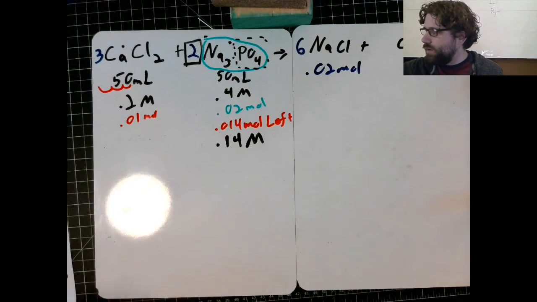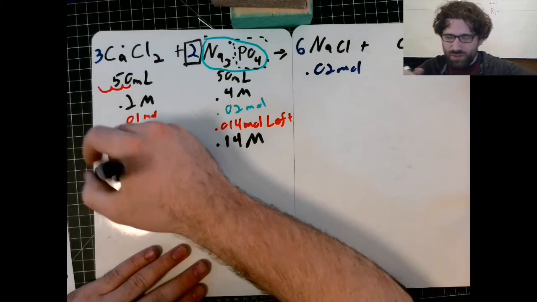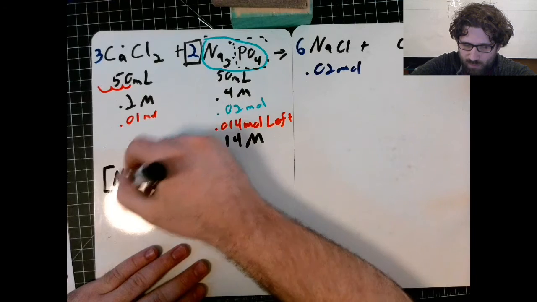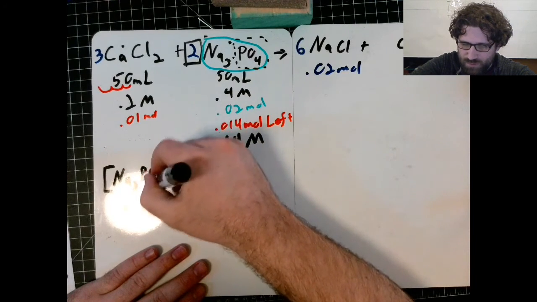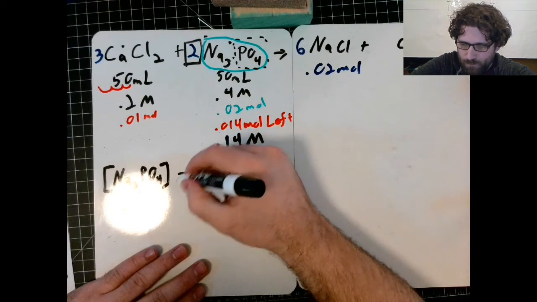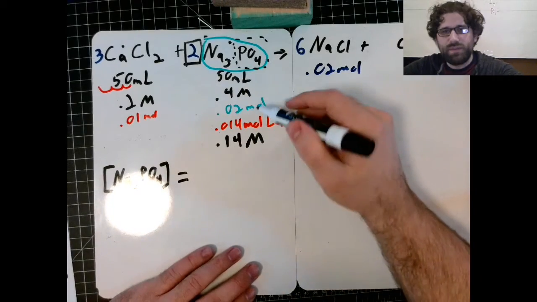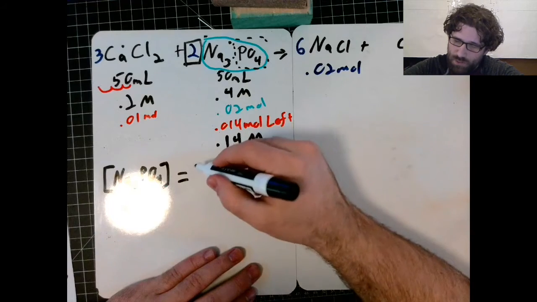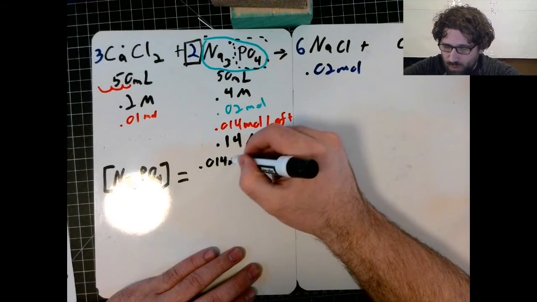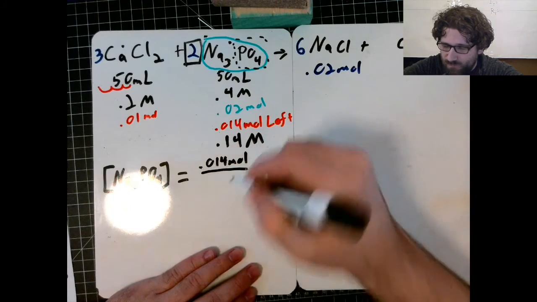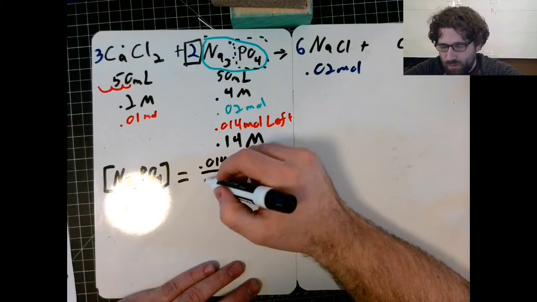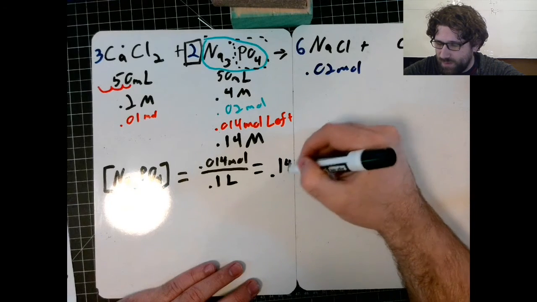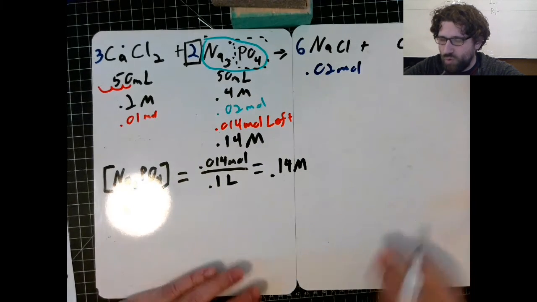And I'm going to look at those 3 concentrations again. So I've got the concentration. Remember, this is how we write it when we want to say we've got the concentration of something. Equals my moles divided by my volume. So this is going to be that 0.014 moles divided by my 0.1 liters. So again, that's my 0.14 molar.